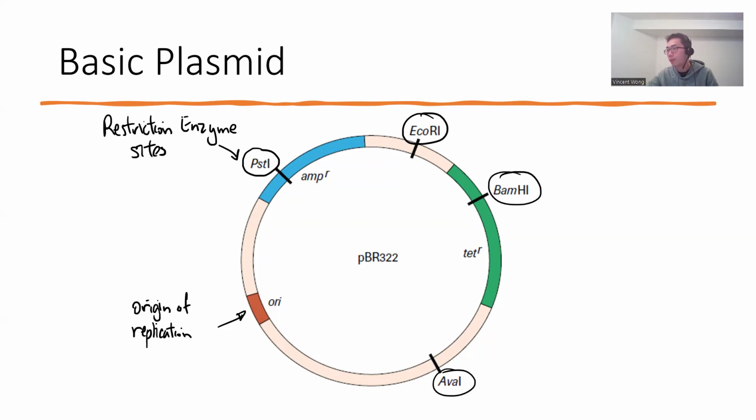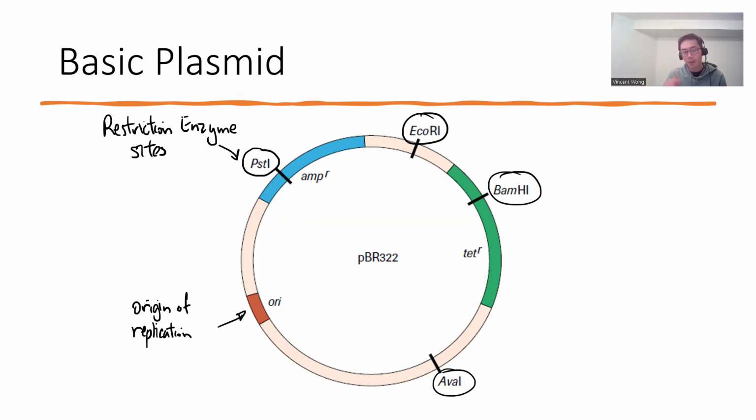Okay? So those are restriction enzyme sites. What that means is, if you want to use EcoRI to insert the gene, you will insert the gene here. If you use PstI, then you will insert the gene here, right? So it just gives you more options, right?